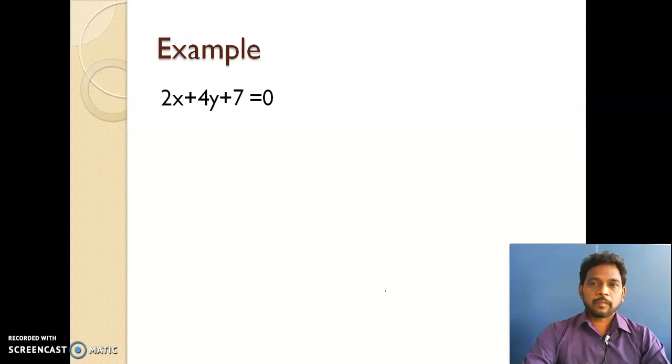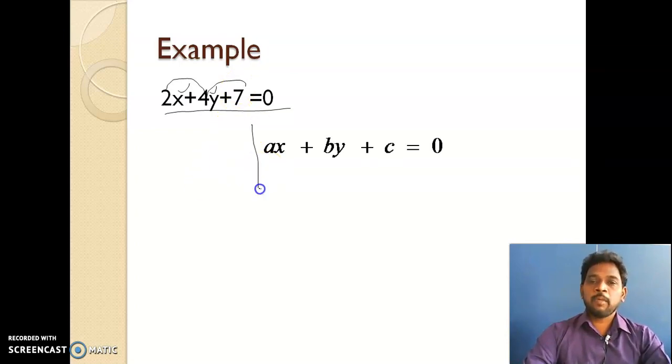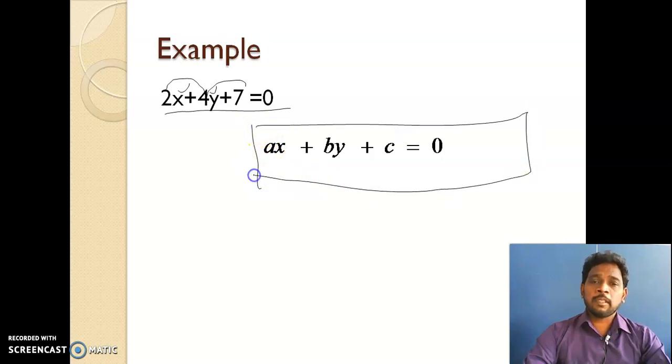Okay, look at this. This is an example of a linear equation in two variables. Here x and y are the variables. 2 is the coefficient of x and 4 is the coefficient of y, and 7 is a constant because it contains no variables. That's why it is in the form ax plus by plus c equal to 0, the general structure of a linear equation with the two variables x and y, where a, b and c are constants.